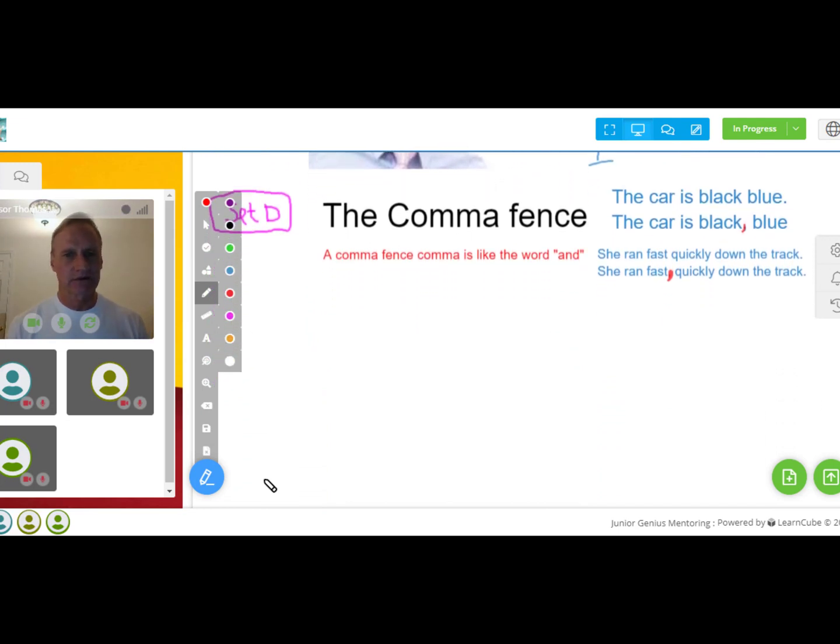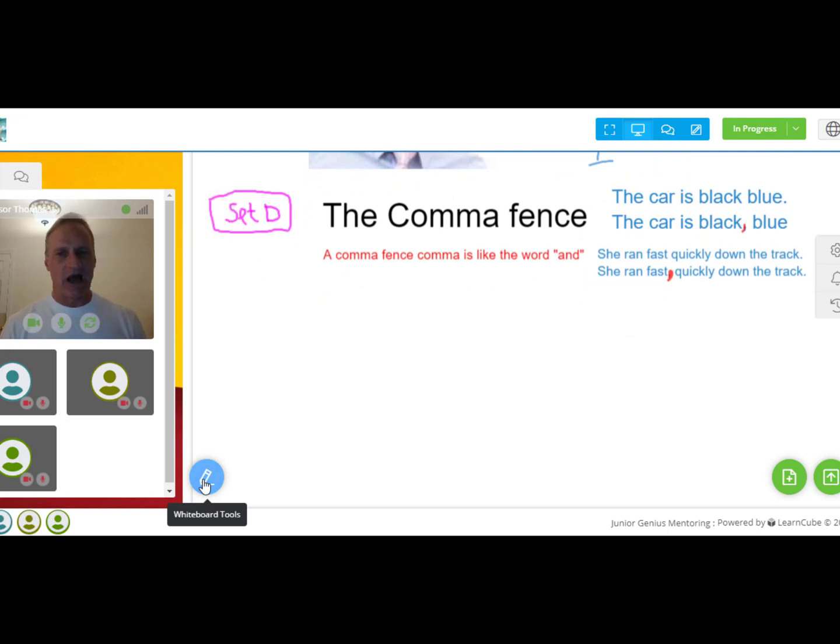Set D is the comma fence. Lots of kids don't know this because it's hidden in the website. I think it's in the review it section. There's not a movie yet for the comma fence. That's why. So what is the comma fence?